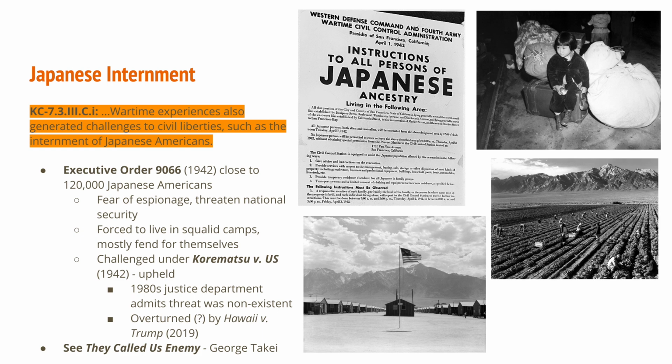Manzanar, one of the most famous camps, was at the foot of the eastern Sierras, where the temperatures can be quite extreme. As you can see in the bottom left, there it's Manzanar in the middle of a dust storm. And it can also reach really cold temperatures in the wintertime and reach really hot temperatures in the summertime.